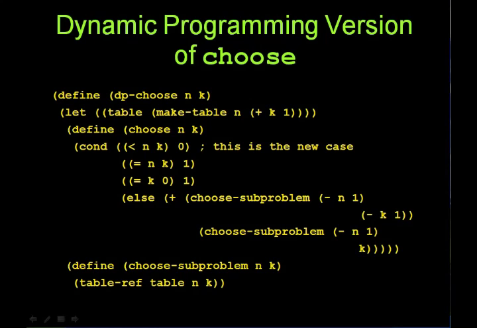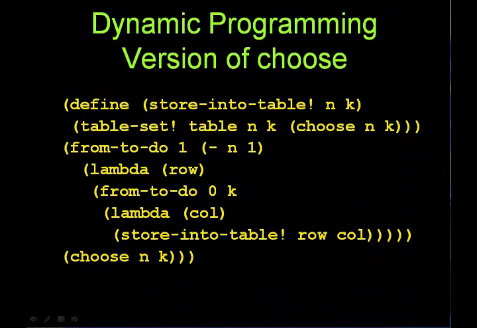Okay, and then this is actually how you add, right? So n choose k is actually what? n minus 1 choose k minus 1 plus n minus 1 choose k. This is the one that corresponds to n choose k, n minus 1 choose k plus n minus 1 choose k minus 1, right? Then basically you can use the table ref to reference the table, and this is what you do to store values into the table. This is not very important.